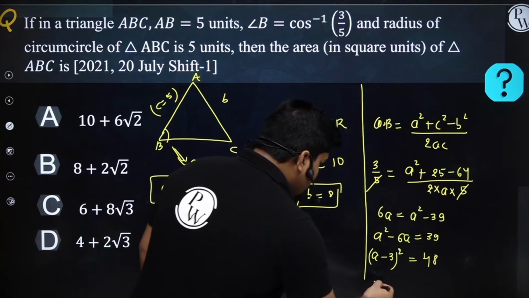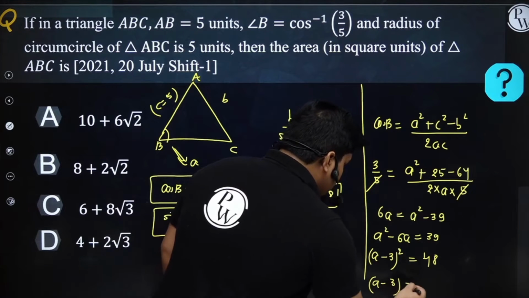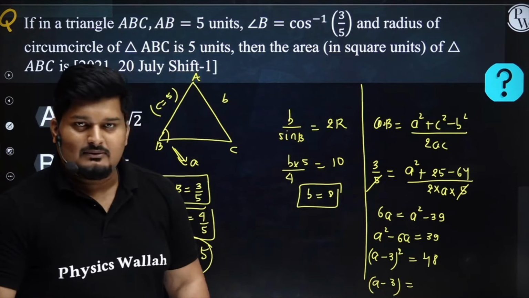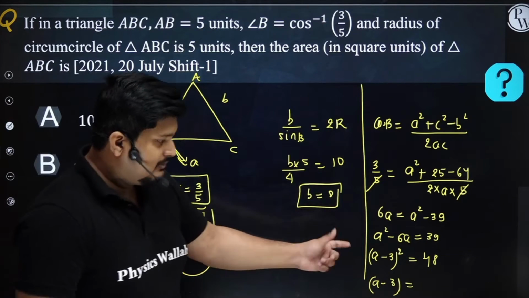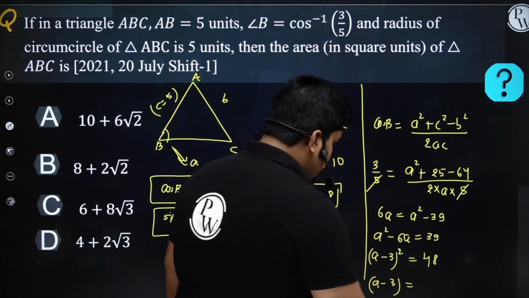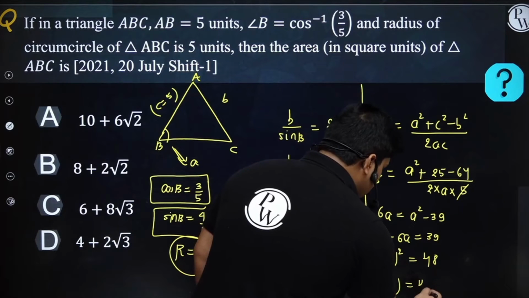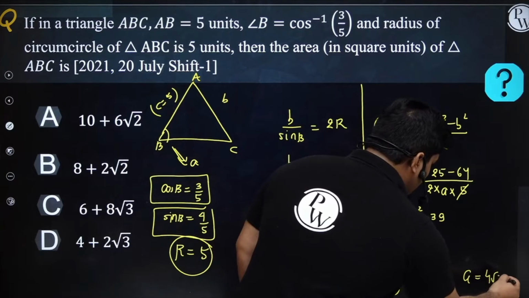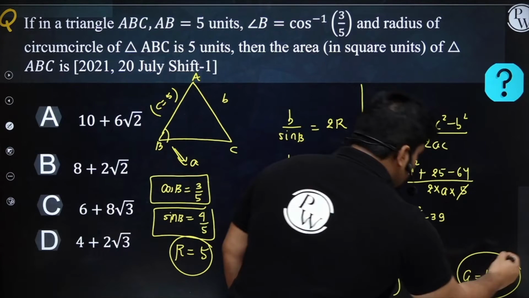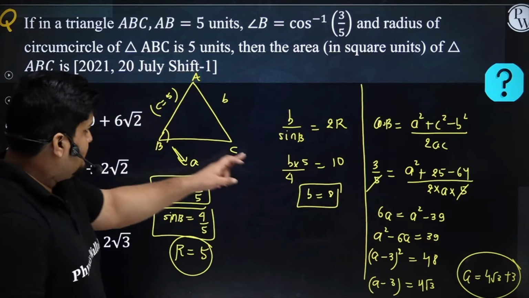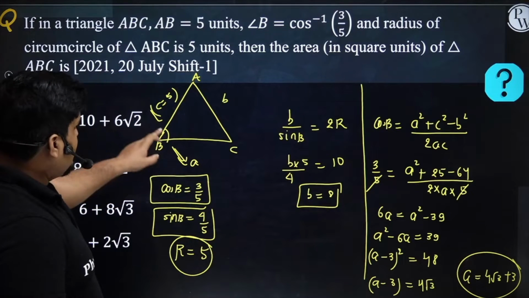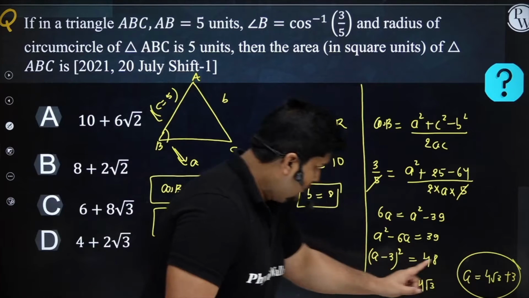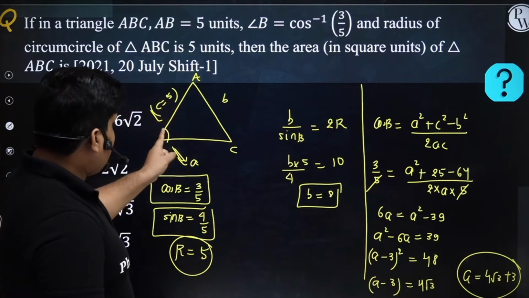So what will be the value of A minus 3? It will be plus or minus root 48, but obviously it cannot be minus because side A would become negative. So root 48 is equal to 4 root 3, and A is equal to 4 root 3 plus 3. Now we have side A, side C, and sin B is known, so area will be equal to half A into C into sin B.